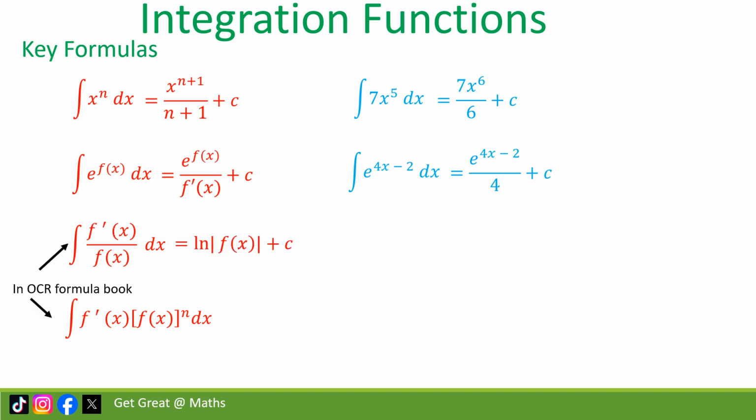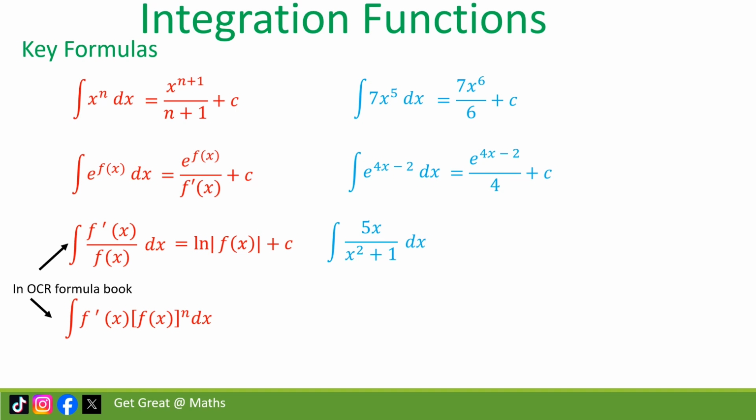The next rule is given in the OCR formula book, and we're looking at f dashed of x divided by f of x dx, and this is ln of f of x plus c. So the numerator is the differential of the denominator, and it is a key formula that people really forget. So please make sure you know how to do this one.